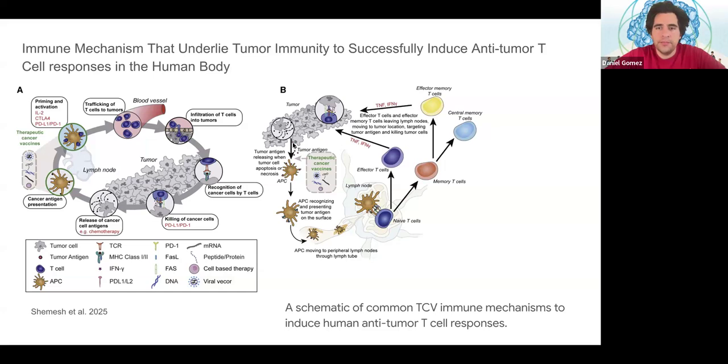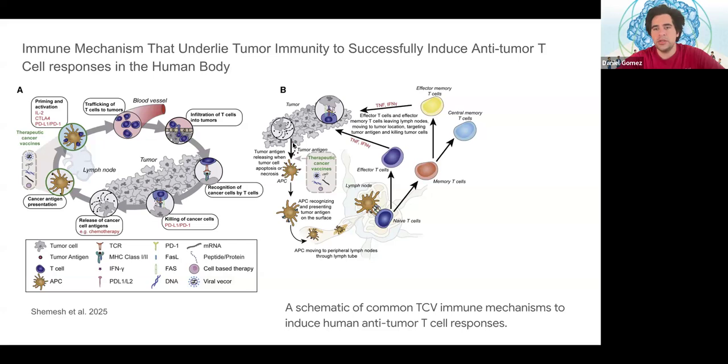Next, we'll go over in this schematic where therapeutic cancer vaccines have tumor antigen. And when they get released, you have tumor cell apoptosis or necrosis, and the APC in the tumor recognizes and presents the tumor antigen on the surface. The APC moves to the peripheral lymph node through the lymph tube. In the lymph node, we have naive T cells and effector T cells. The effector T cells and memory T cells have their own trajectories, and they home to different locations.